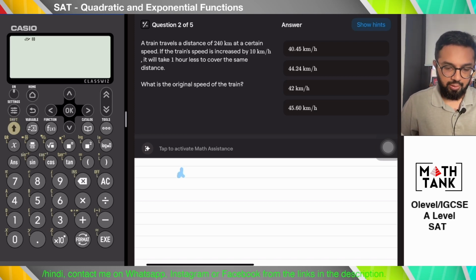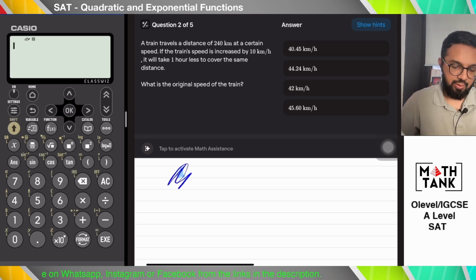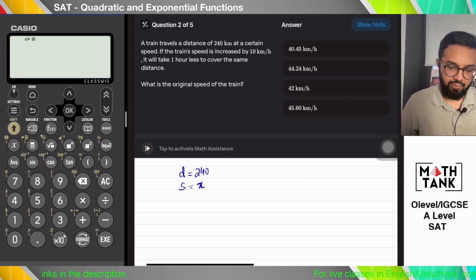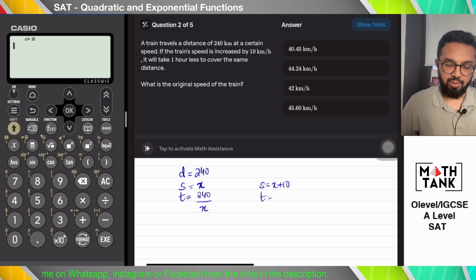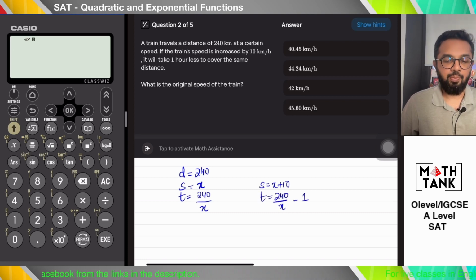Okay, so it says it travels a distance of 240 kilometers at a certain speed. Let's call that speed x. If the train speed is increased by 10, so the new speed should be x plus 10, and the time it will take is 1 hour less to cover. Okay, so what was the time here? Can I calculate distance over speed? So the time here would be 240 over x minus 1. Okay, and the distance is the same.